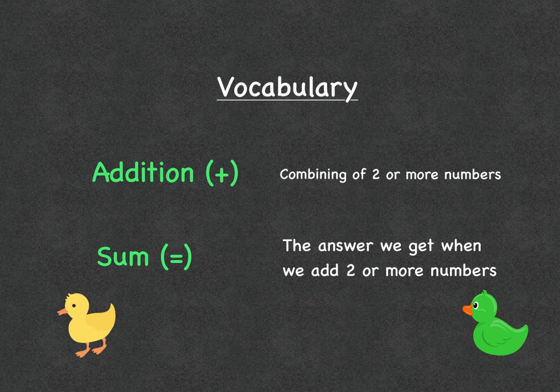Before we get started, here are a couple of vocabulary words that we'll be using throughout our lesson. The first one is addition, which is represented with the addition sign. This is when we combine two or more numbers. The other one is sum, represented with the equal sign. The sum is the answer we get when we add two or more numbers.